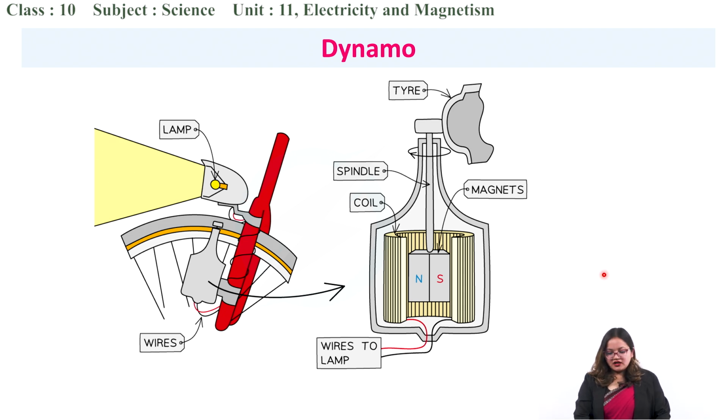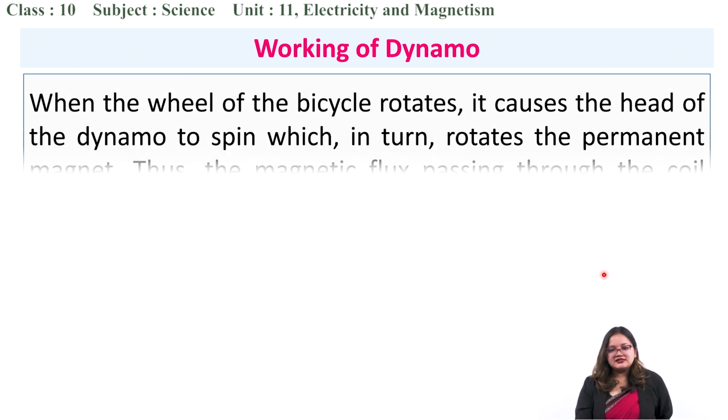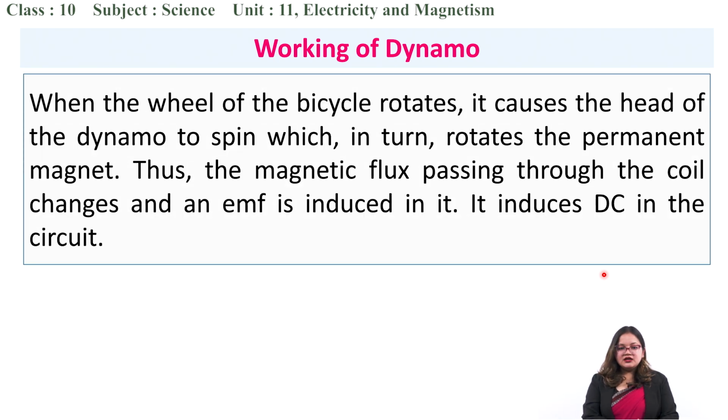So talking about the working of a dynamo, when the wheel of the bicycle rotates, it causes the head of the dynamo to spin, which in turn rotates the permanent magnet. Thus, the magnetic flux passing through the coil changes and an EMF is induced in it. It induces direct current in the circuit.